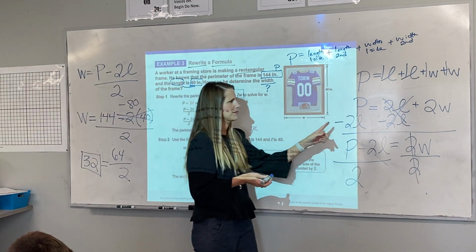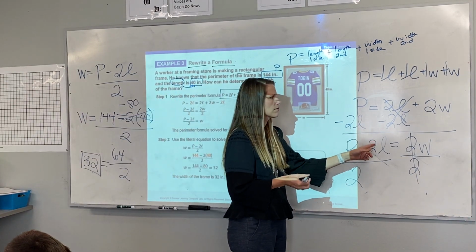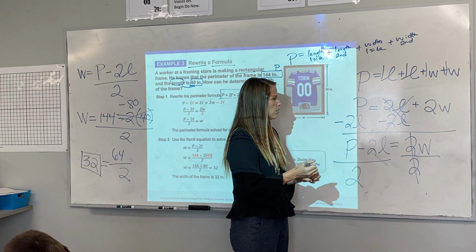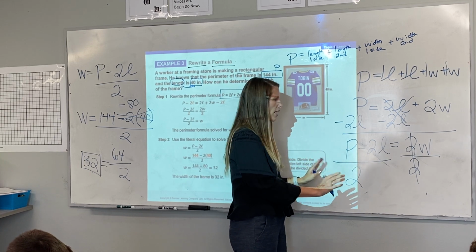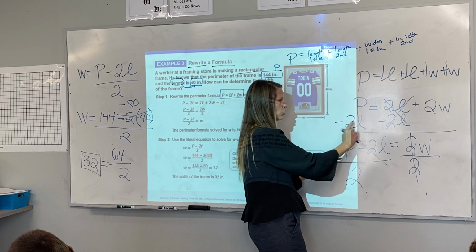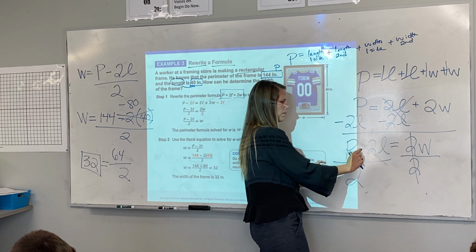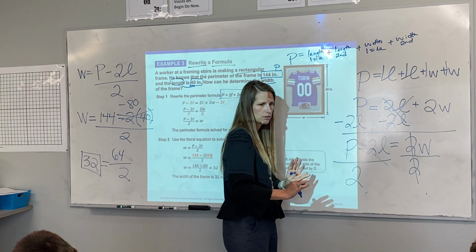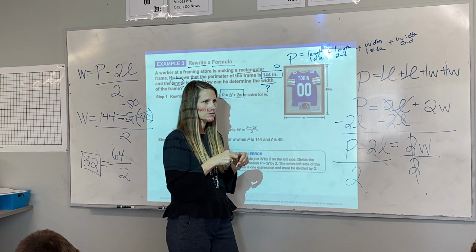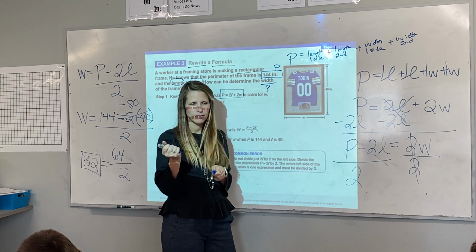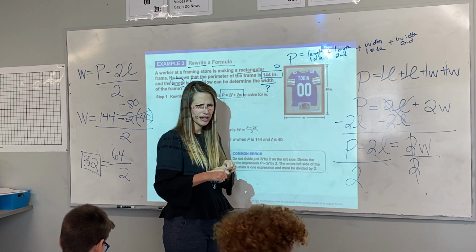How did you subtract 2L from P when they're not like terms? They're not like terms, so I didn't try to combine them in any way. P minus 2L is literally P minus 2L. She just wrote down the formula, and then at the end you plugged in the actual numbers.